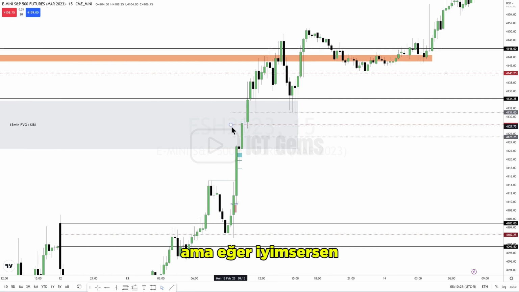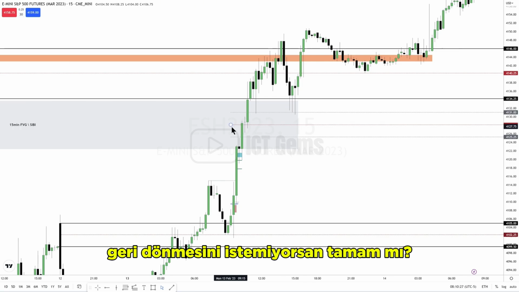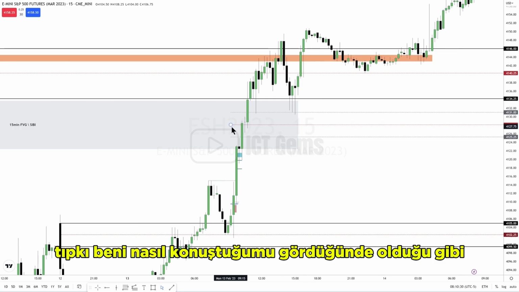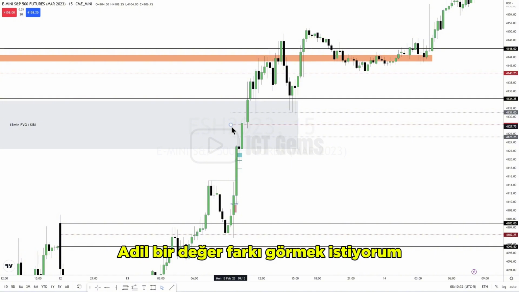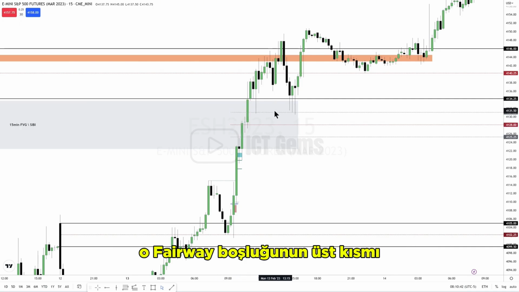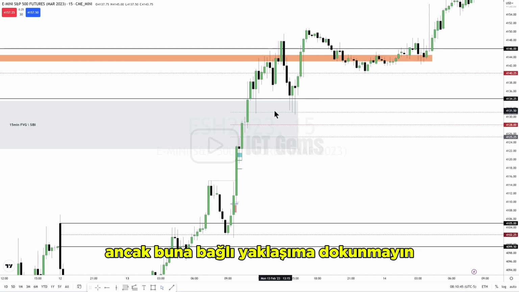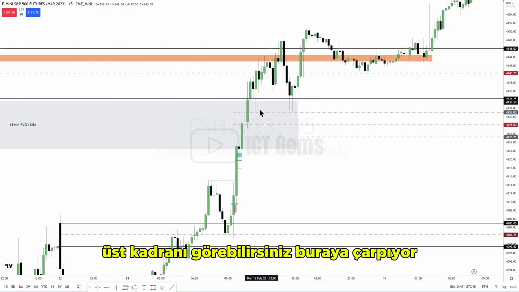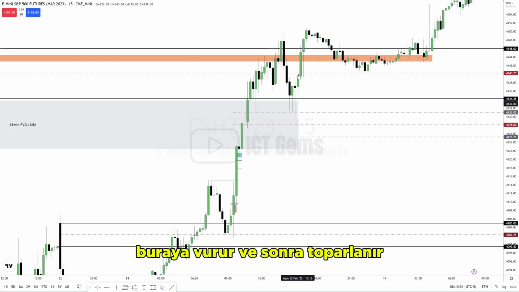But if you're bullish, you want to see it not return back to it, okay, and this is for your notes, just like when you see me talk about how I want to see the fair value gap not filled in. I want to see it remain open. Preferably the market can trade back down into the upper portion of that fair value gap when you're bullish, but not touch the consequent encroachment, the upper quadrant. You can see it hits it here, and then rallies through.